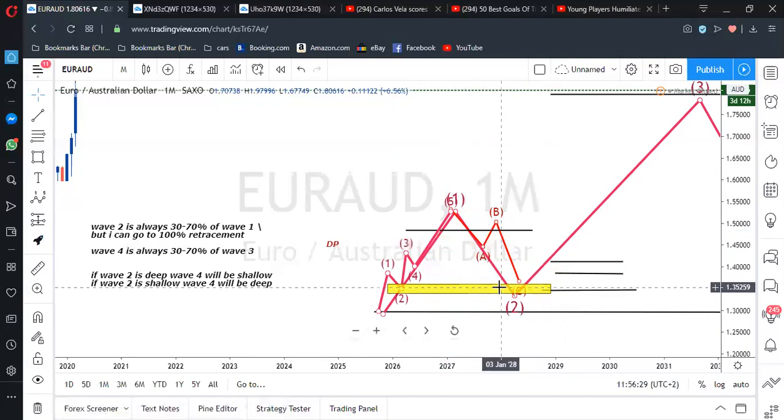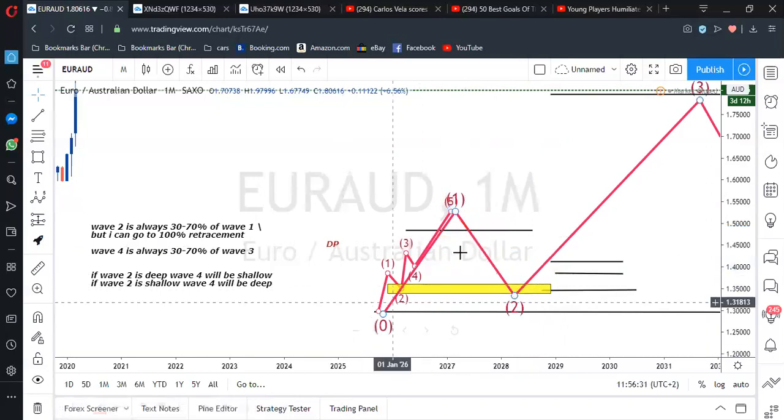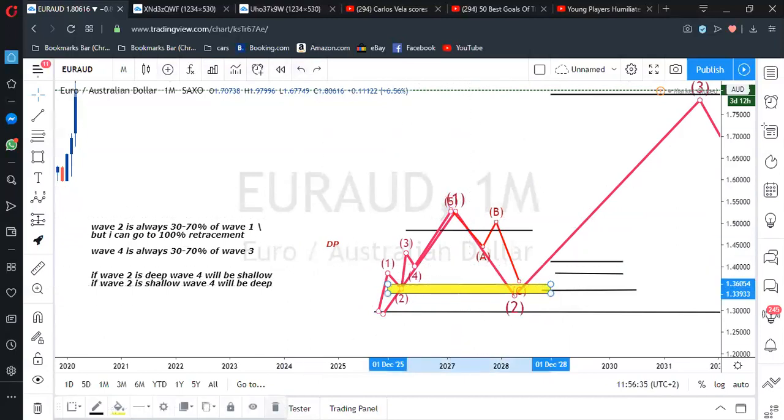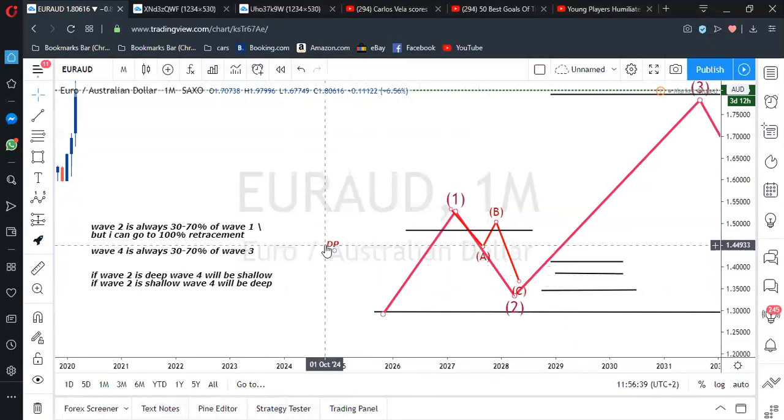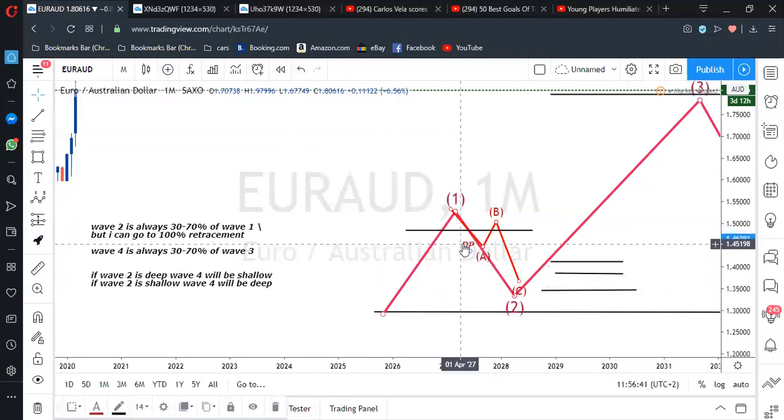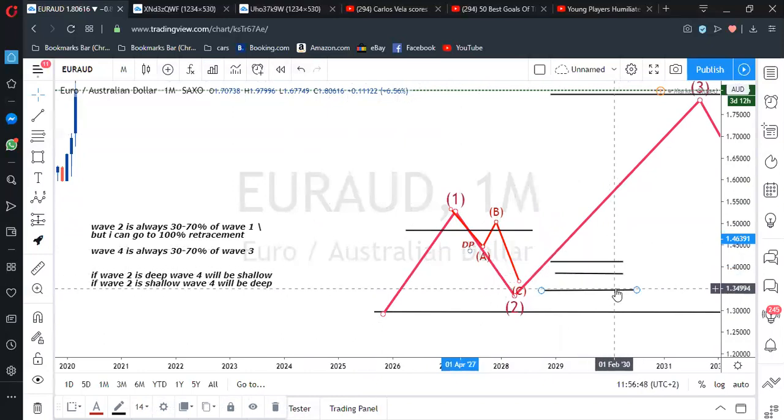Let me delete all these colors again. See, I deleted that. Yes, this one. Yes, and then delete that one. Decision point is here at the 30%, which would be the first take profit, second take profit, third take profit, fourth take profit, right?